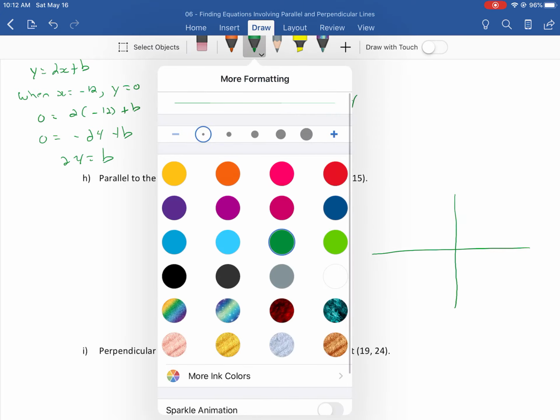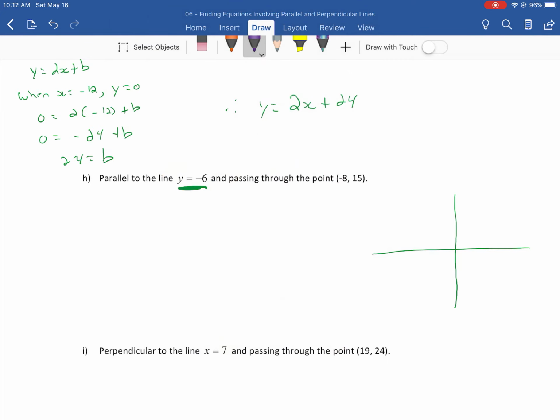I'll draw a little picture here. I want to draw a picture of this line. It says parallel to the line y equals -6. The line y equals -6 is a horizontal line. And if you don't have that in your memory, it's time to get those memorized. Go back to those special lines lesson and make sure you get those special lines very clear in your mind. That horizontal lines look like y equals -6.